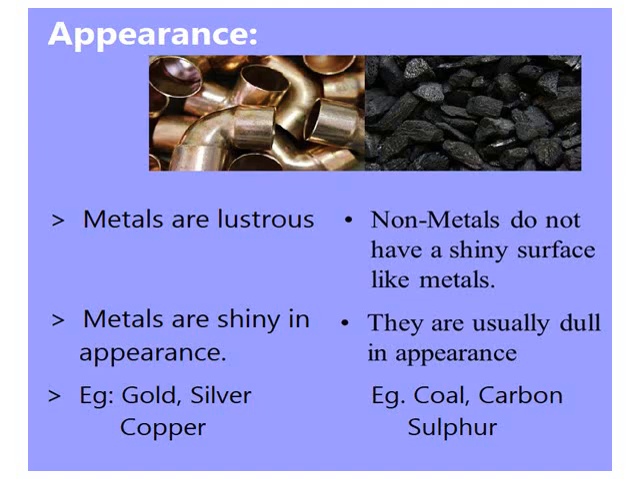So generally, what do we conclude from this first property, appearance? Those which have a shiny look, those which are lustrous, are said to be metals. On the other hand, those materials which do not have a shiny surface and are dull to look at are non-metals. So on this first basis, we can classify metals and non-metals.